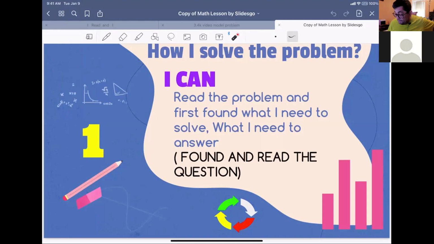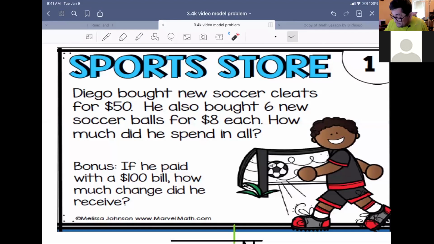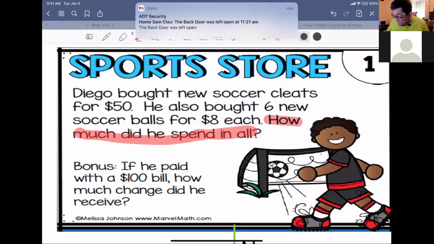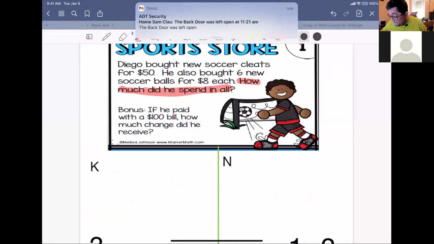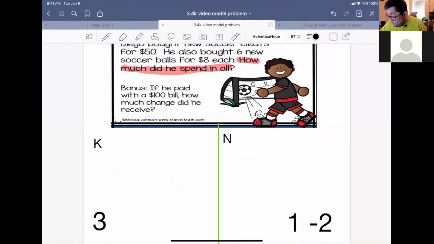Remember, this is where we model how we will solve the problem. So we go to number 1. I read the problem and first find what I need to solve. I need to find the answer. In other words, we need to find the question. The question is, we mark it with a highlighter: how much money he spent. That is exactly what we need to start to answer here.